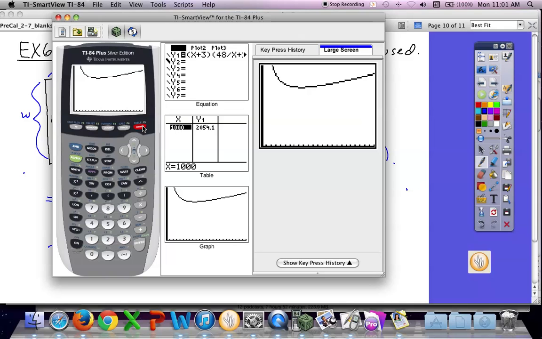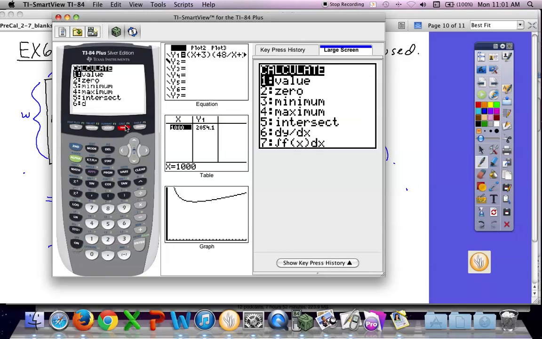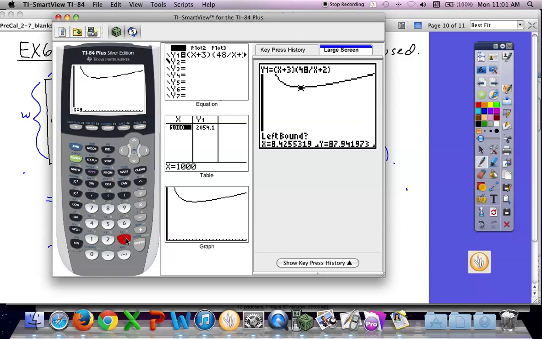So in order to find the minimum on a graph, first you've got to see it on the graph, and then second, calc, minimum is number 3. You've got to go to that left bound, right bound. Either use the cursor to scroll to either side, that would be a good left bound, or just enter a value that you can see is on the other side. And if you're happy with this as your left bound and this as your right bound, and we are, then just let the calculator tell you that it's 8.48, about 8.5 inches is what the X is.